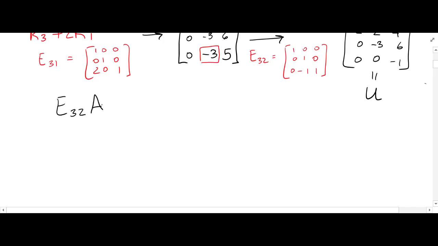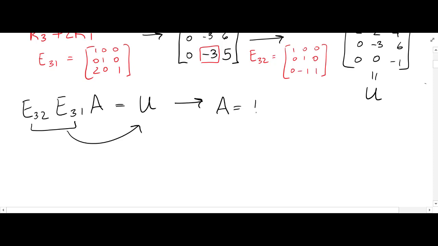So what we did is we took A and multiplied on the left by E31 first, and then we multiplied on the left by E32. That gave us the matrix U. If we multiply both sides by the inverses and move them to the right-hand side, that gives us A equals E31 inverse, E32 inverse times U, and this product of inverses is the lower triangular matrix L.